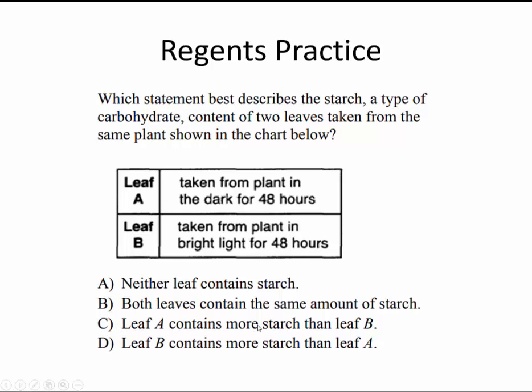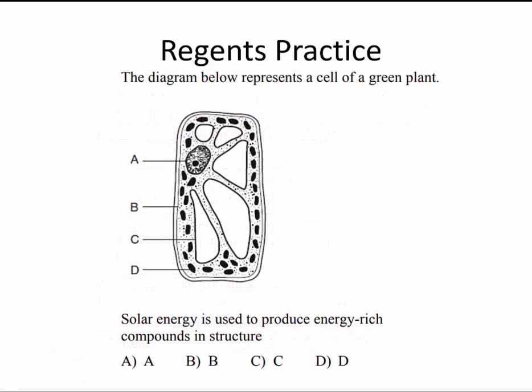C, leaf A contains more. We just explained how leaf A has less. D, leaf B contains more starch than leaf A, of course, because it's been in light for the past 48 hours. It's been undergoing photosynthesis. Answer is D. Next up, the diagram below represents a cell of a green plant. Solar energy is used to produce energy-rich compounds in which structure?